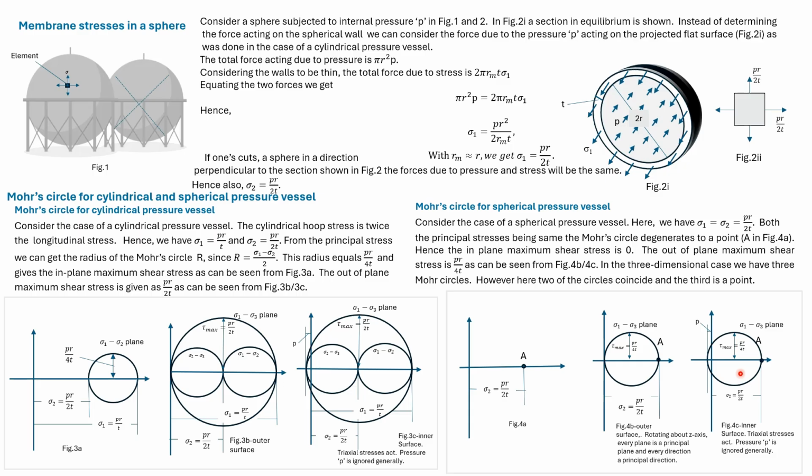These are the Mohr's circles corresponding to the inner surface. Here again, the inner surface is subjected to triaxial stress. P again is small compared to the principal stresses and is neglected generally. So we consider this set of Mohr's circles both for the outside and the inner surface.